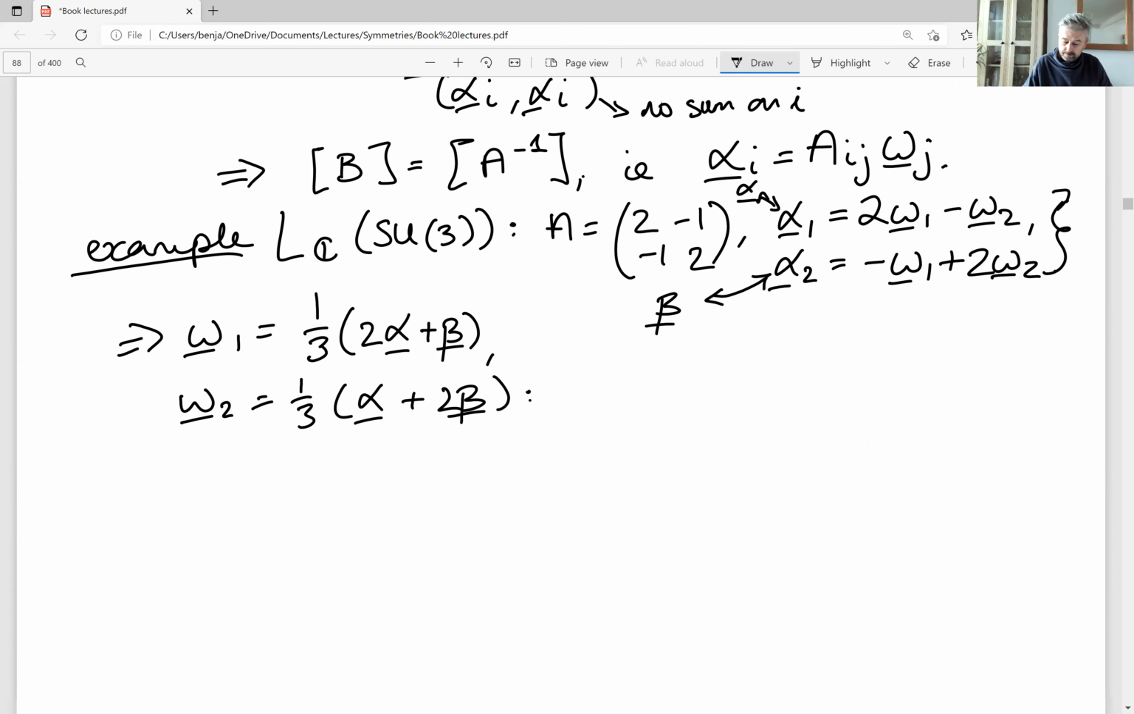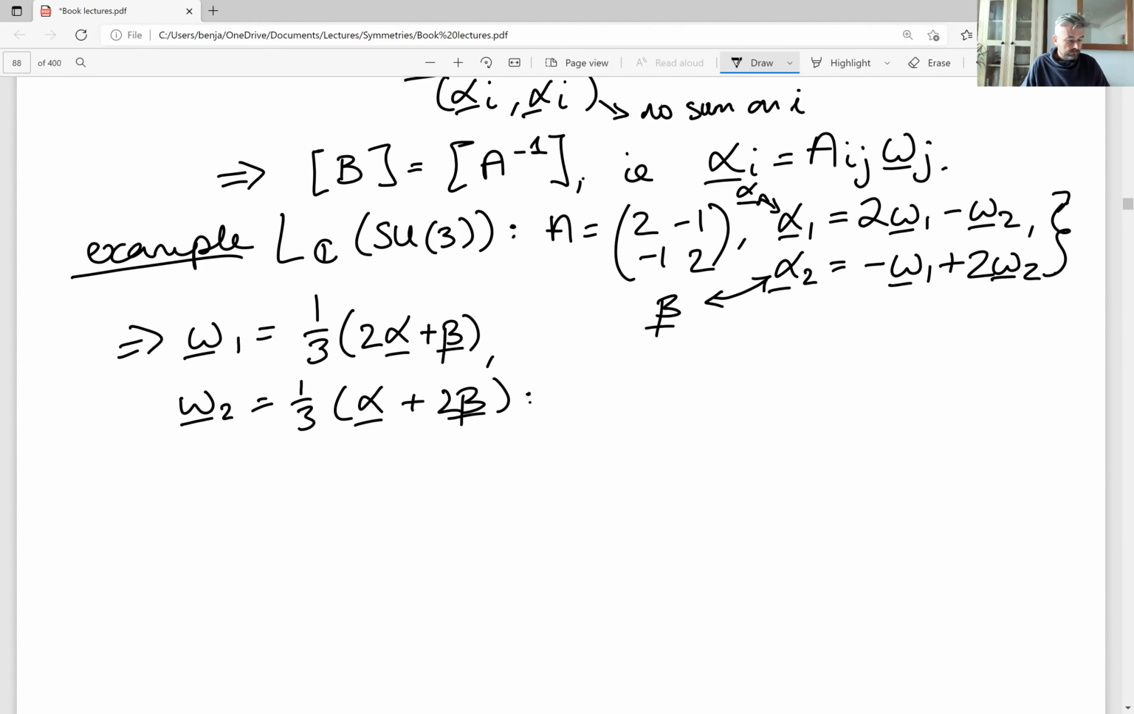So if we draw this as alpha 1 and that as alpha 2, they have the same length, remember, and there's 2 pi by 3 between them, then this is W2 and this is W1.